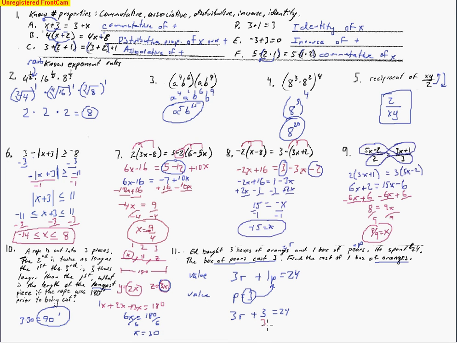So I'm subtracting 3 from all sides. And so now we've got this 3R equals 21. Divide by 3, and we've got our answer. R is 7. So $7 is the cost of the box of oranges.